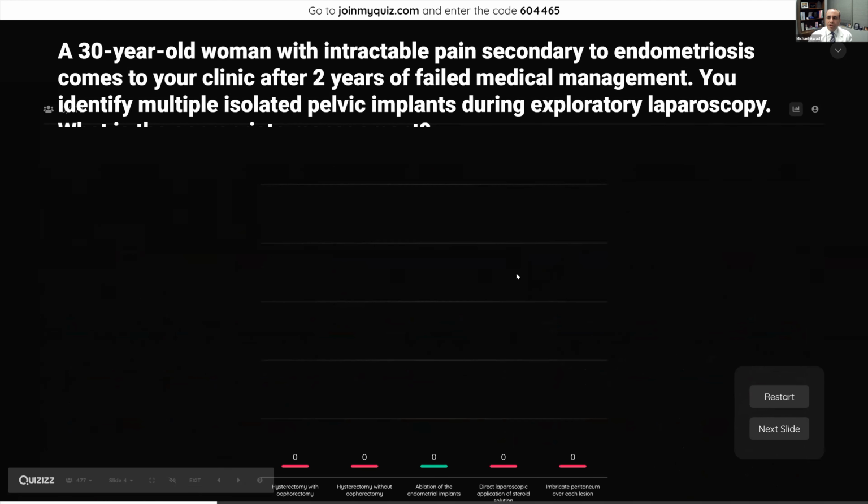All right, we didn't record any responses on this one, Dr. Blatnick, but the correct answer is showing there. Let's see. Correct. So C is the correct answer, ablation of the endometrial implants.